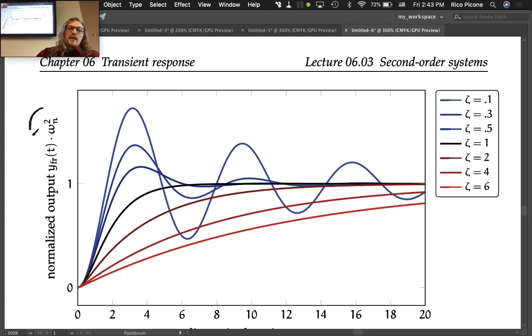So I once again normalized the output. So now, oh, typo. This should be forced response. So this is YFO.